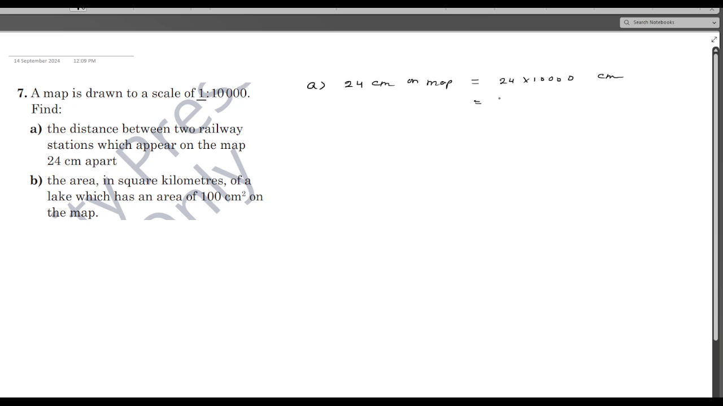So this is equals to, now better I convert it in meter or kilometer. To convert it in meter, we divide by 100, not 1000. So this will give me 24 times 100 meter, and to convert it in kilometer, we divide by 1000. So it will be 2.4 kilometer. So 24 centimeter on map is 2.4 kilometer on the ground.